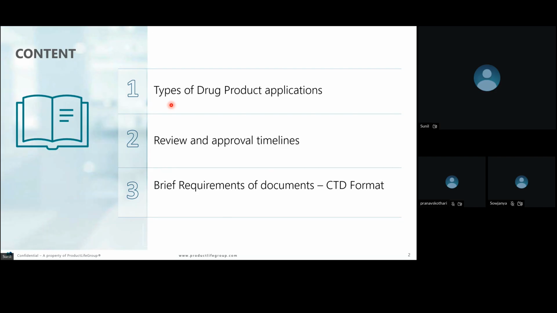So today we will discuss different types of product applications in the US, then how those applications are reviewed and approved in how much time, and very briefly we will discuss the CTD format. Because you are well aware about the CTD format and technical requirements, we will mostly work on the review, approval timelines, and the types of product applications.